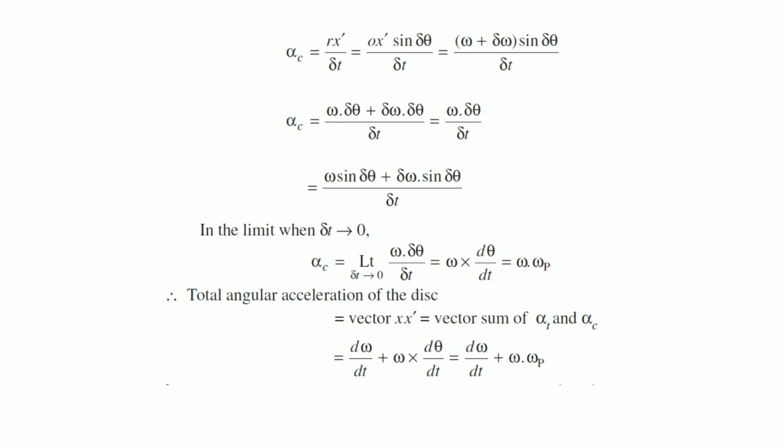So we can say that rx dash is ox dash into sine delta theta upon delta t. So we obtain omega plus delta omega into sine delta theta upon delta t. If we simplify, then we get omega into sine delta theta plus delta omega into sine delta theta divided by delta t. So in the limit, when delta t tends to 0, alpha c is equal to limit delta t tends to 0 of omega delta theta upon delta t.